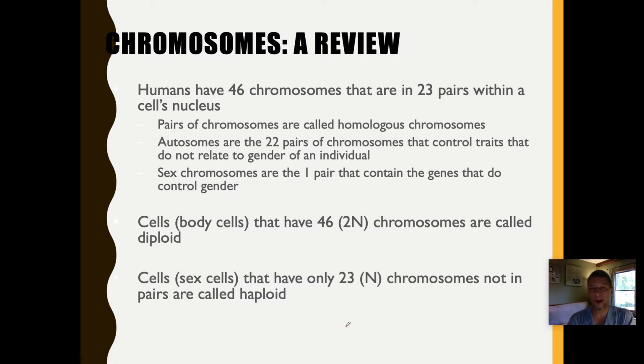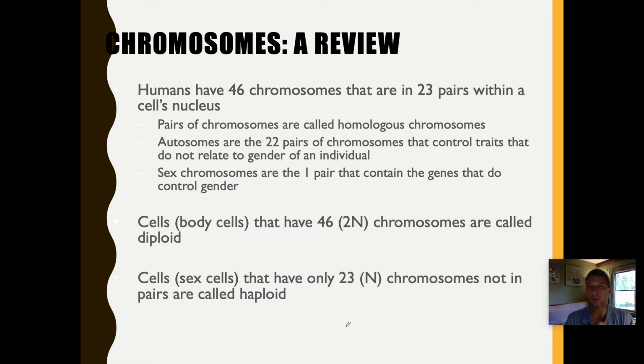Now, where do those pairs come from? Well, it turns out that genetically, chromosomally, you are 50% your mother and 50% your father. No two ways about it. You have 22 chromosomes, which are called autosomes, and one set that controls your gender. So there's 22 pairs of autosomes and one pair of sex chromosomes.